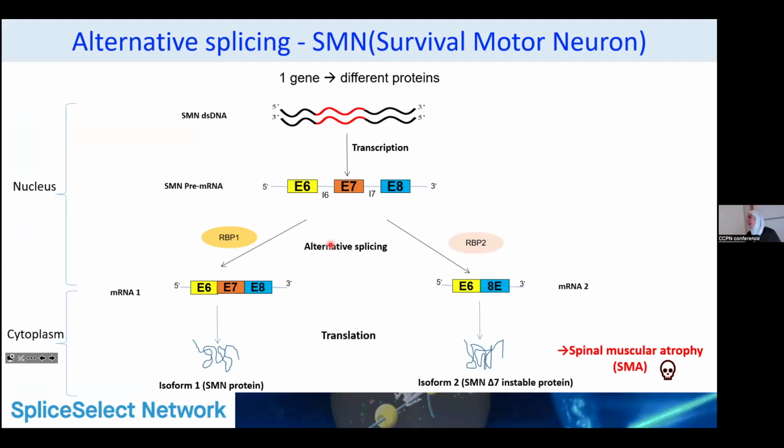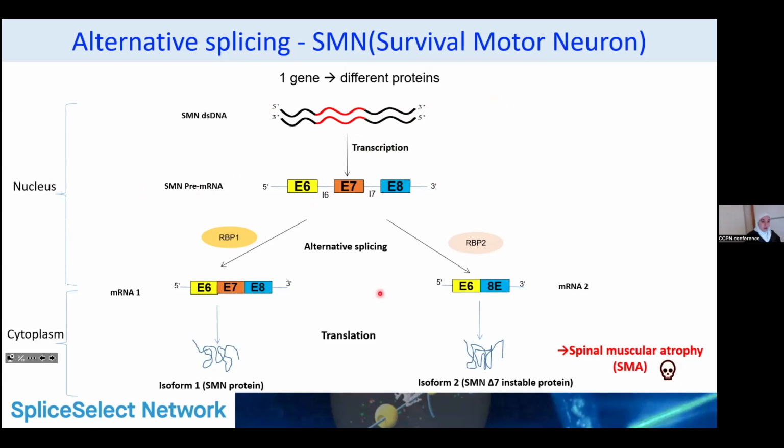is alternative splicing. Alternative splicing is the process by which from one gene you can obtain different transcripts, so different isoforms of protein and different effects. For example, here I took the example of survival motor neuron, SMN. We are in the nucleus, so from the DNA, after transcription, you will have this pre-mRNA, including exons and introns.